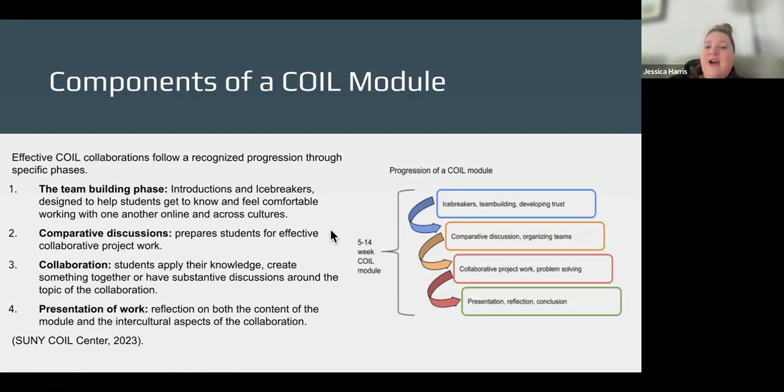So think very thoughtfully about the actual assignments and activities that you're going to have in the course, making sure that there's team building, there's comparative discussions, there's that collaboration and presentation of work. Normally, when you think of the COIL project, it's about 5 to 14 weeks. So for us, it's the full spring semester. It's right around that, but you could make it shorter or longer in your classes. But normally you want to give them significant time to work together throughout their process.